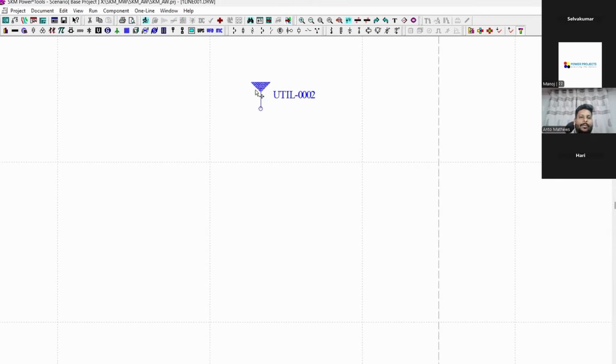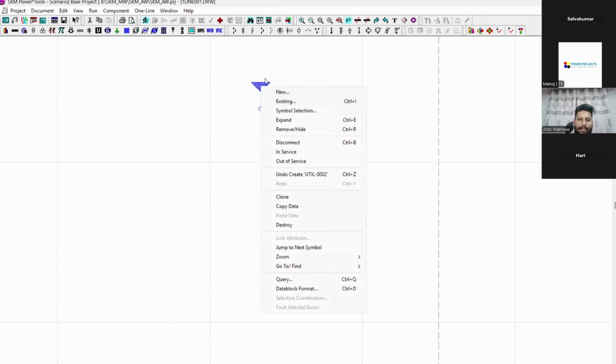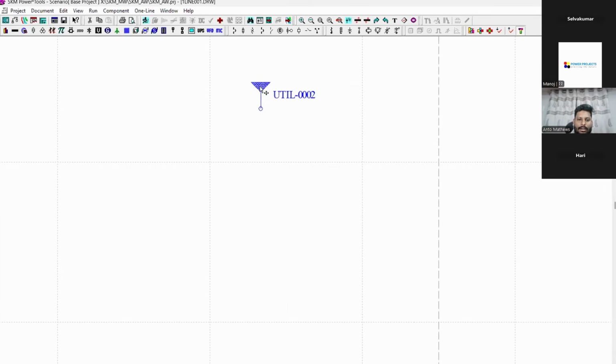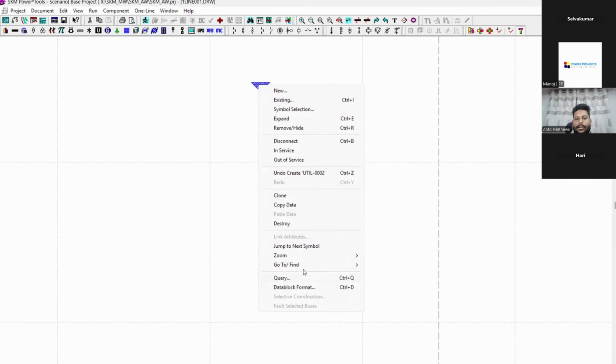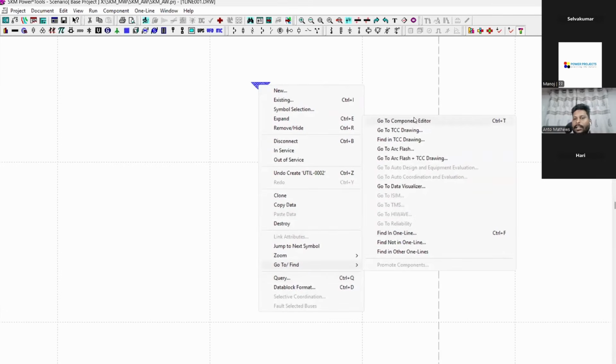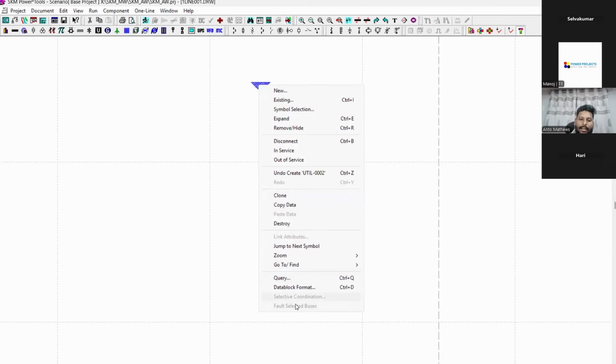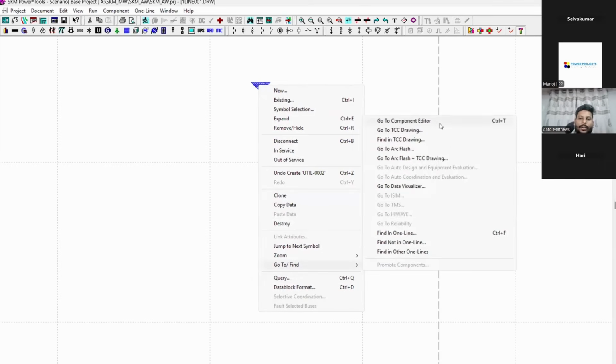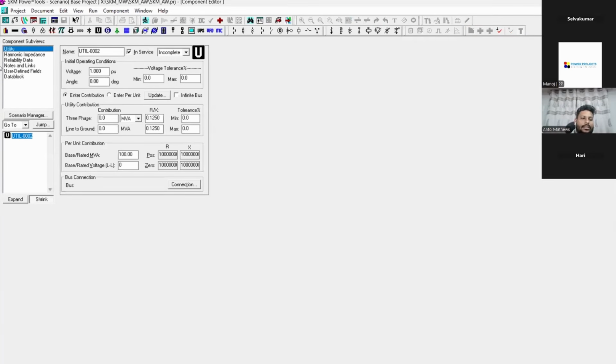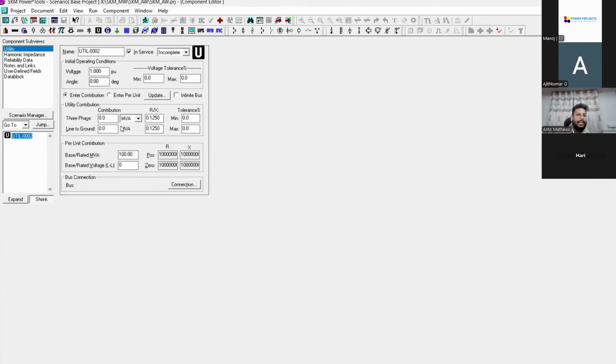Once our equipment is in the single line diagram, we can right click, go to find, and open the component editor. In this component editor, you can provide the data of the utility grid, your bus, your cables, or your equipment.